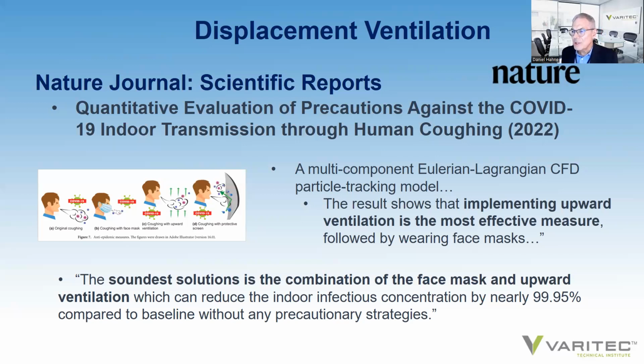The result shows that implementing upward ventilation is the most effective measure, followed by wearing face masks. Again, that supports the ASHRAE article I alluded to earlier. It goes on to say that the soundest solution for reducing the risk of infection is the combination of the face mask and upward ventilation, which, according to the model, showed that there can be a 99.95% reduction of infectious concentrations at the breathing zone. So that's a pretty powerful statement.